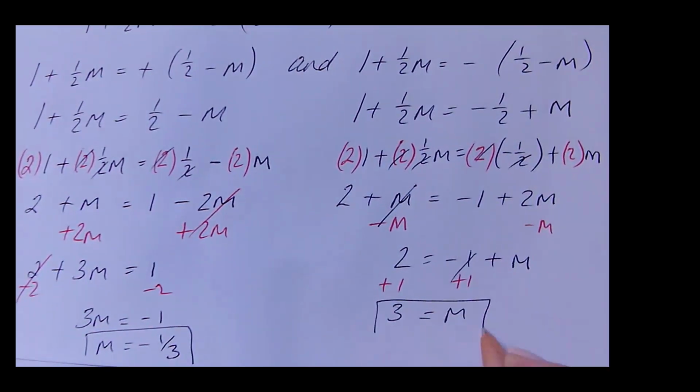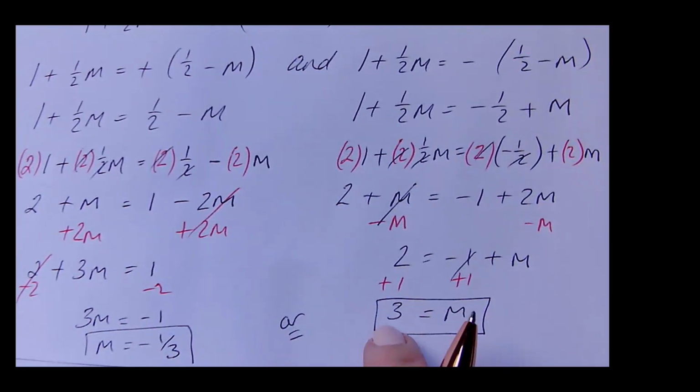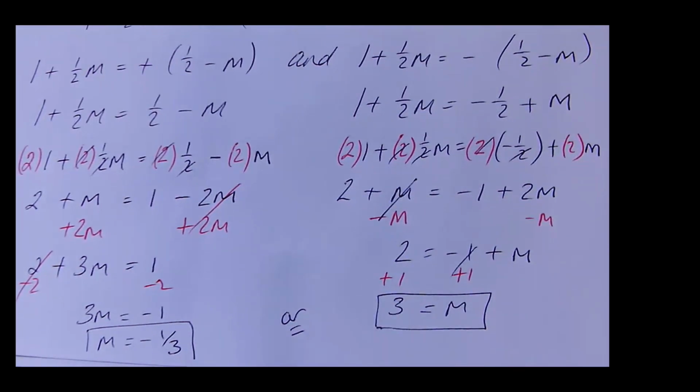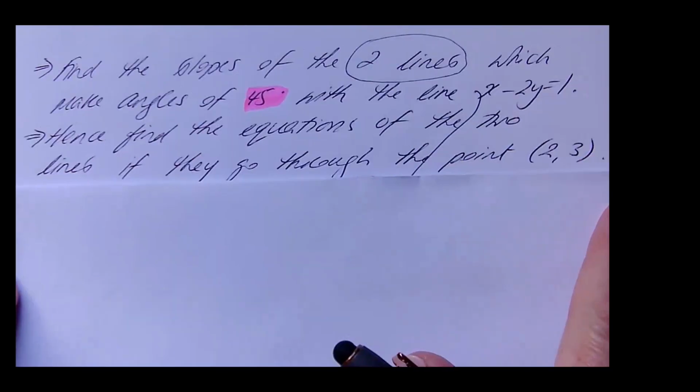So here's my two slopes. So I have m is equal to minus 1/3, or m is equal to 3. So there's the slopes, the two slopes of the two lines that make angles of 45 degrees with the line x minus 2y equals 1.